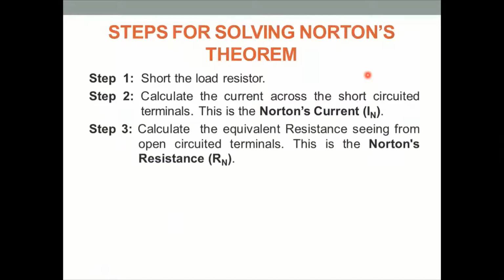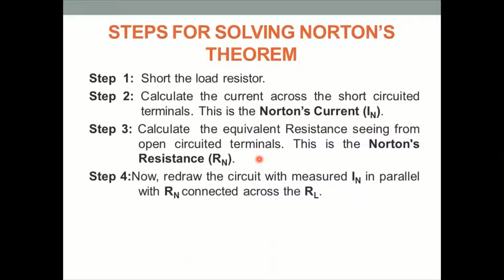Coming to the third step, we are going to calculate the equivalent resistance here. This is somewhat different, guys. In the second step, we short circuited the load resistor, right? But for calculating the equivalent resistance, we are going to open circuit or remove the load resistor and look from the open circuited terminals in order to calculate the equivalent resistance. That equivalent resistance we are going to call the Norton's resistance, which is represented with Rn.